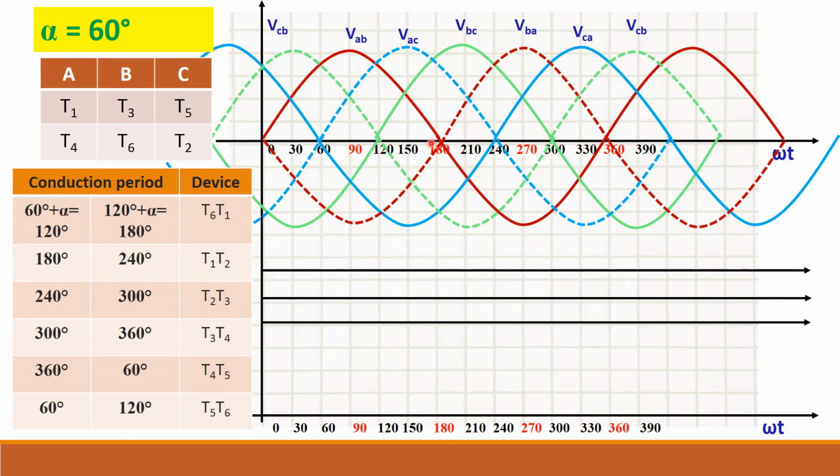Now we will draw the waveform. First mark the instant of turning on. For T1 it should start at 120 degree and end at 180 degree. This combination will end at 180 degree. So for T1, T2, T3, you mark the instant. T1 starts at 120 degree.